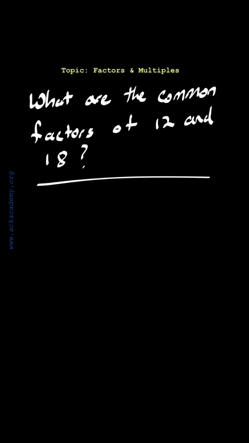Now let's do it in a way that we can apply both the idea of multiplying to get the factor and finding the divisors to get the factor. And then let's see what numbers are common between those factors. The factors of 12.